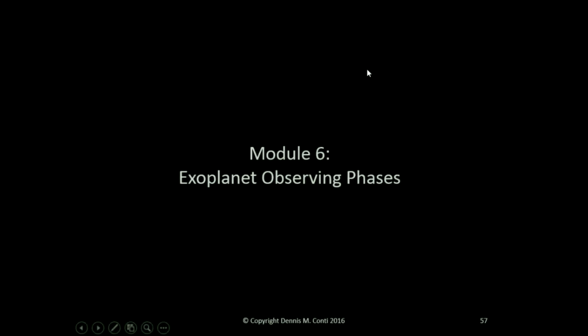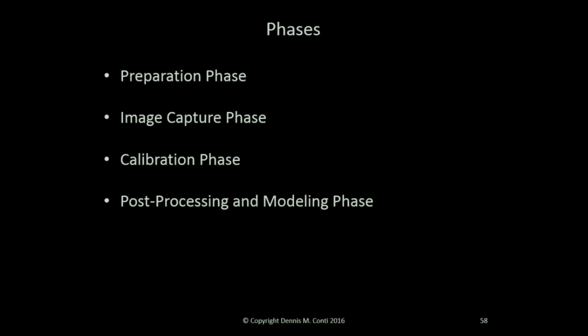In this module, Module 6, we'll be covering the various phases involved in doing an exoplanet observation. The 4 phases that we will be discussing include the preparation phase, where, for example, certain pieces of information are collected that will be important later for either the image capture phase or the exoplanet modeling phase.